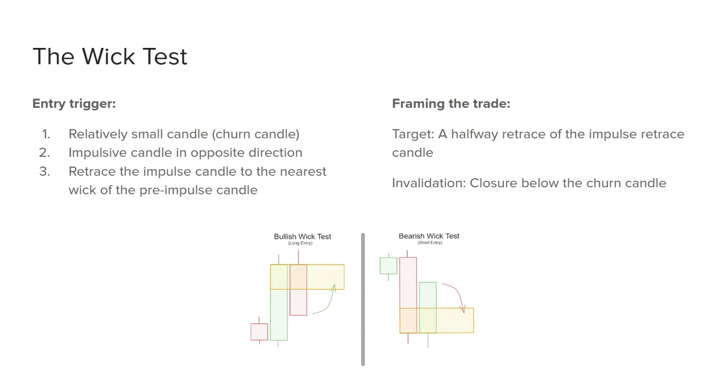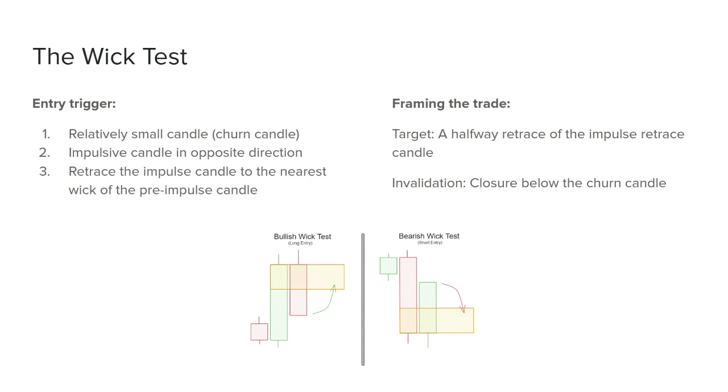So starting off with the wick test, we are going to first look for a relatively small candle, which we will refer to as a churn candle. Following that, we want to see an impulsive candle in the opposite direction. So if our churn candle is down, we want to see an impulsive candle up, and if our churn candle is up, we want to see an impulsive move down. After that, we're going to look for a retrace to the churn candle.